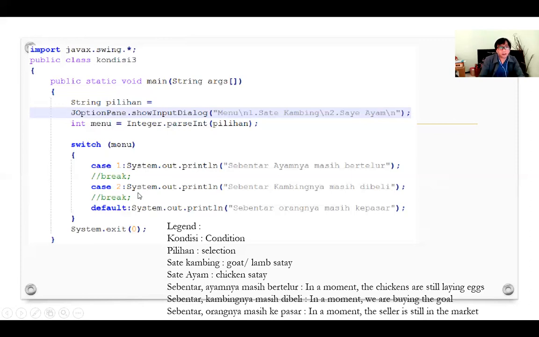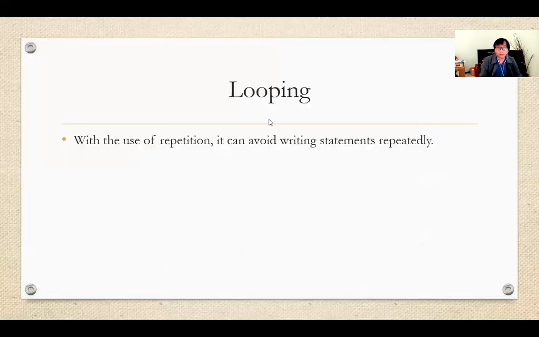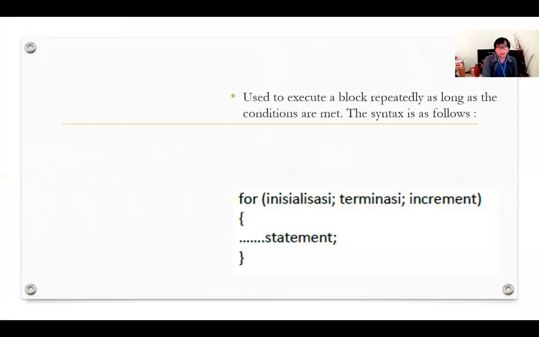And that is the kind of selection in general. So, the next control flow will be looping. With the use of repetition, or using looping, it will avoid writing the statement repeatedly. You avoid writing the same statement repeatedly. One of the famous looping blocks would be the for block.